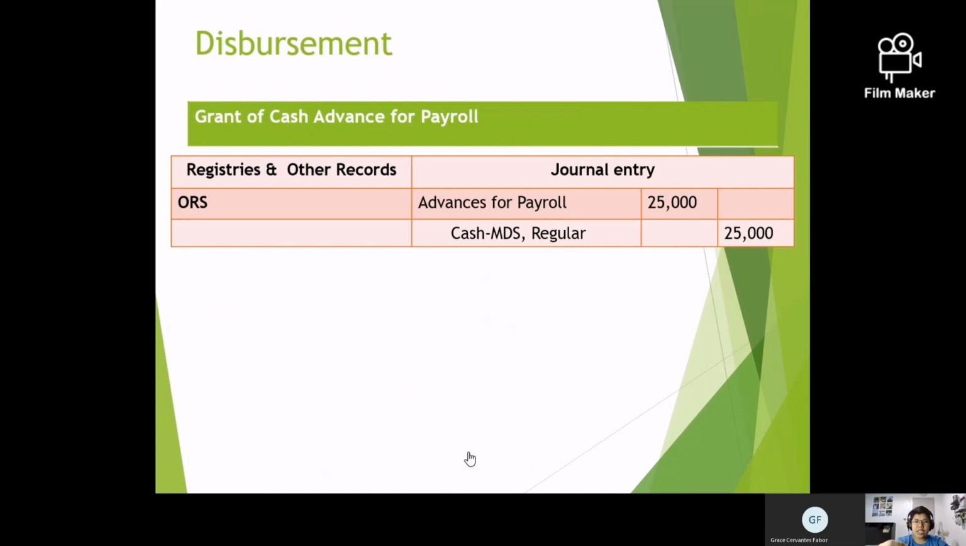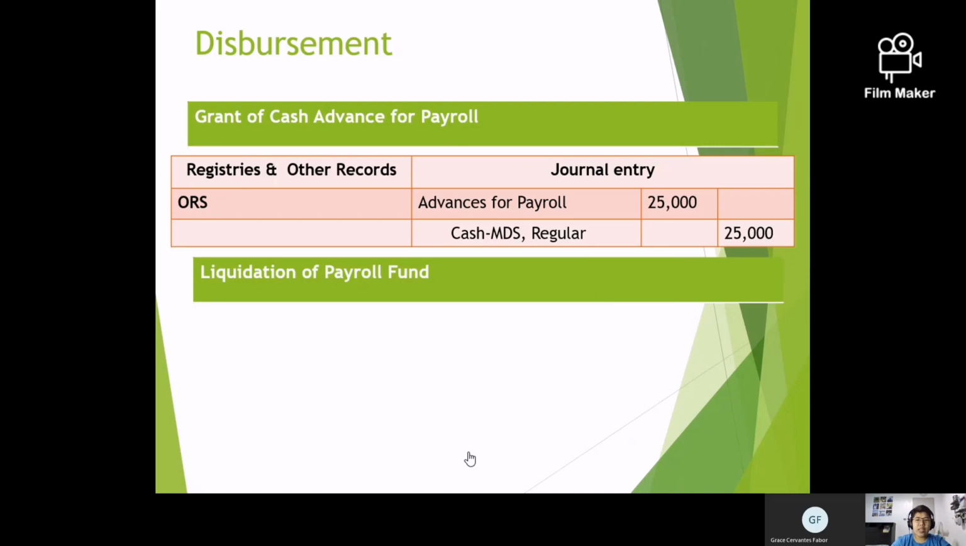So, mag-i-issue na tayo ng cheque, 25,000. Debit, advances for payroll, credit, cash, MDS regular. Remember that advances for payroll is a receivable account and subject for liquidation. Cash advance kasi to.